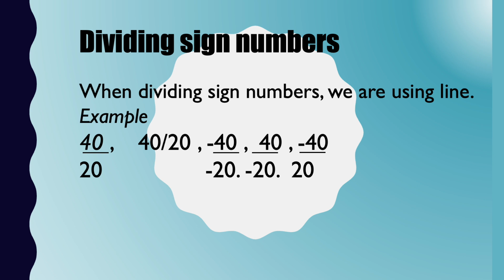40 divided by 20. This is the same way we say that. So this is minus 40 divided by minus 20, plus 40 divided by minus 20, minus 40 divided by plus 20. This is easy. This is how you are going to show the dividing numbers.